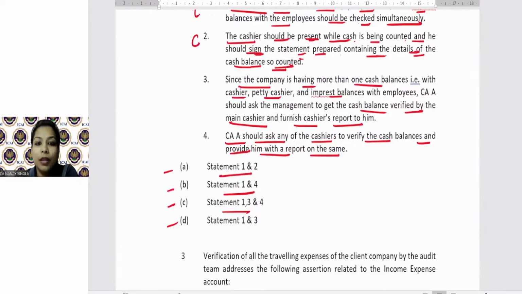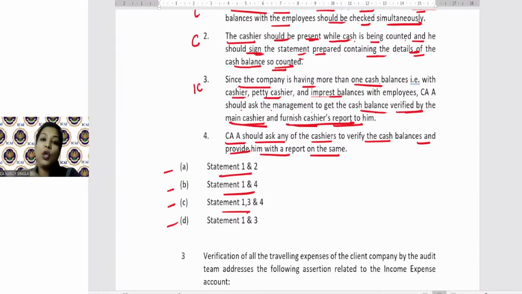ठीक है. Since the company is having more than one cash balance, I'm reading the third statement, with cashier, petty cashier, impressed balances with employees, CA should ask the management to get the cash balance verified by the main cashier and furnish cashier's report to him, which is not correct. So I am writing here incorrect.